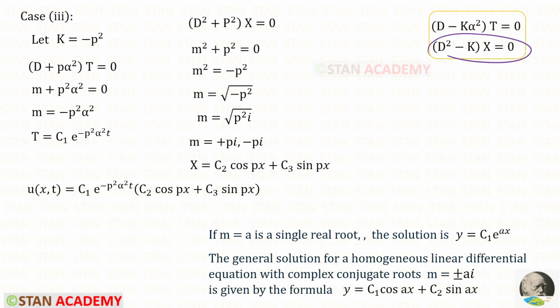Now let us take this one. There is a negative sign. When we apply minus p square instead of k, it will be negative into negative, so it will be positive. This is the auxiliary equation. We can write root of minus p square as root of p square into minus 1. Root of minus 1 will be i. These are the two roots. If the equation has complex roots as plus or minus ai, this is the formula. Here a is p, so instead of a, we need to apply p. Then to find u of x comma t, we have to multiply these two so that we will get this.